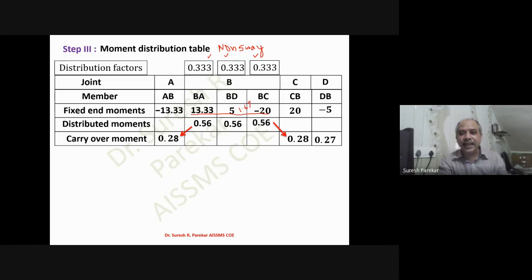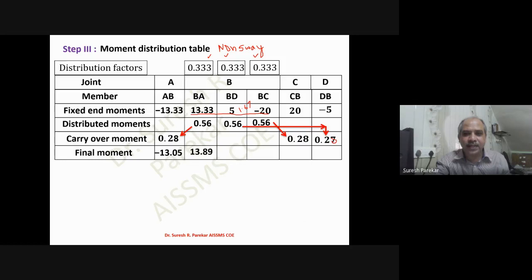But for BD, actually we have to go for DB, and that value we can take as 0.27 or 0.28, that doesn't matter. So actually we will take 0.28 again, and this will be the carryover moment, and then we have the final moment. So we will get the final moment in this fashion. This will be 0.474 or 0.473, that will not affect much. And these will be the final moments. By taking these final moments, we have to go for the bending moment diagram.